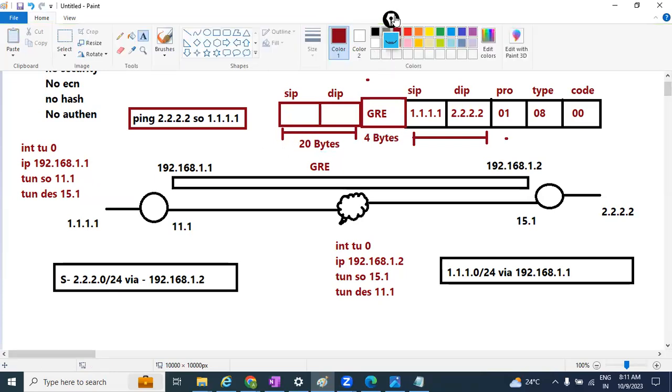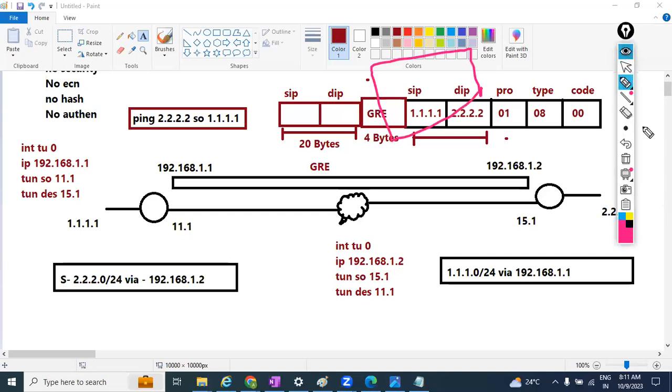So the question is, what would be the source IP and destination IP here? When GRE performs the encapsulation, first of all, it adds the GRE header. After that, this header is known as the outer header.